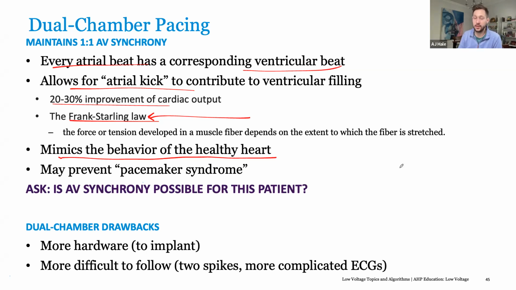We're trying to be as close as we can to the intrinsic conduction system, because we haven't come up with a better system yet than what occurs naturally. And then obviously we'll avoid pacemaker syndrome. What are the drawbacks? It's harder to put in. There's an extra lead. There's more risk of occlusion. It's just things to consider.